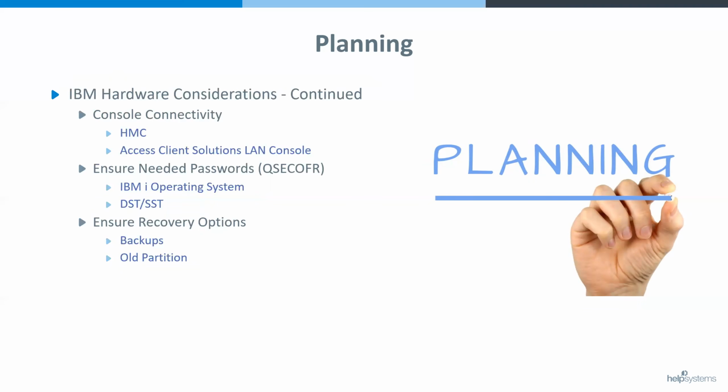Additional IBM considerations. So first of all, have to ensure we have console connectivity. And that's either going to come via the HMC. And by the way, when I say console connectivity, I mean 5250 green screen connectivity. So that's either going to be provided via the hardware management console or via the Access Client Solutions LAN console. So in advance of performing the upgrade, we're going to want to make sure that we can access the 5250 console.